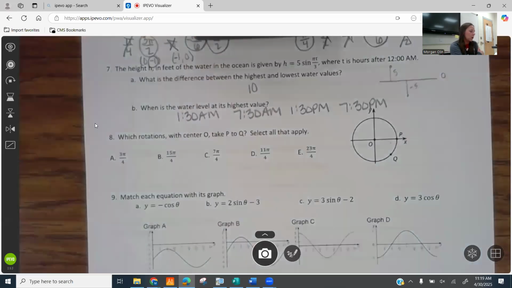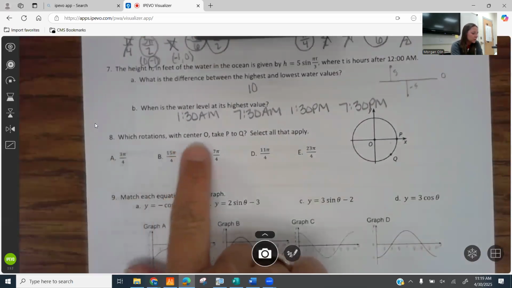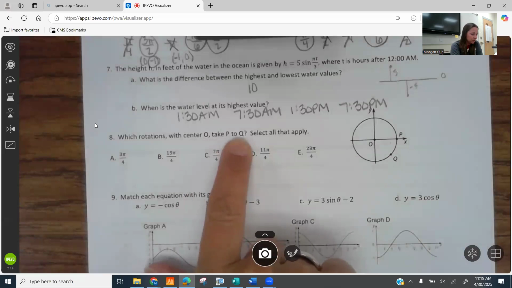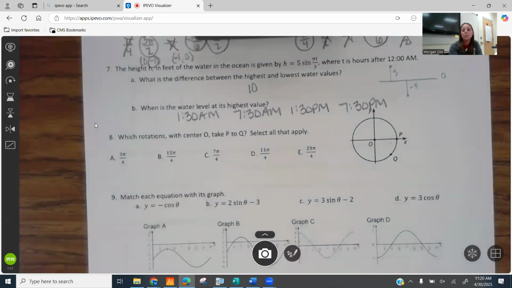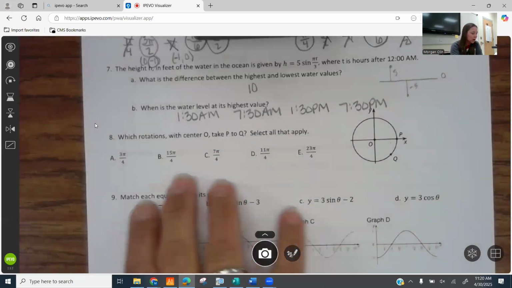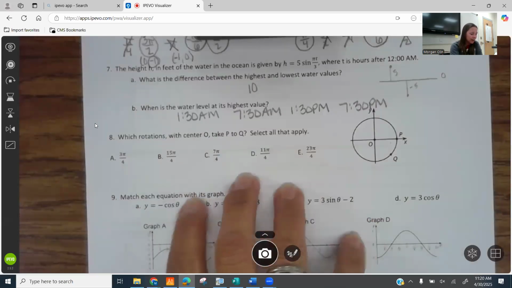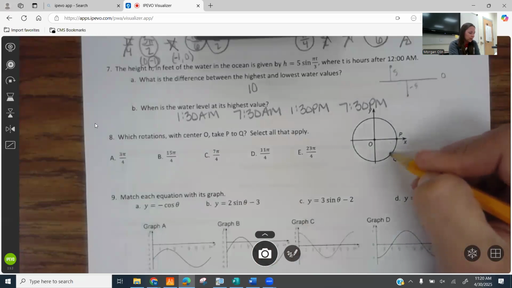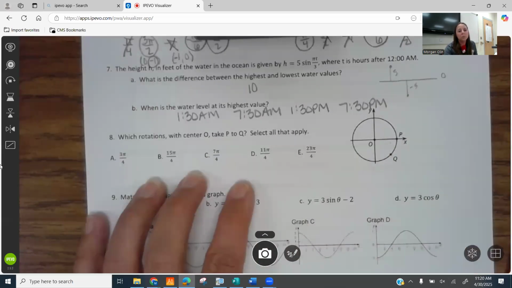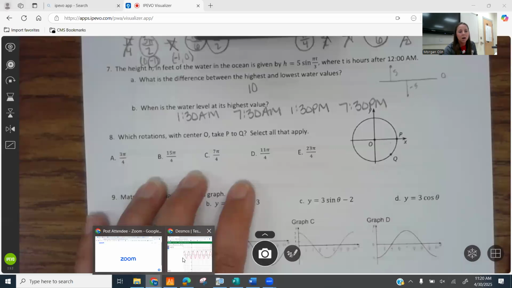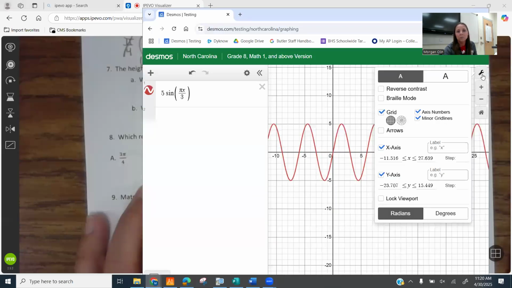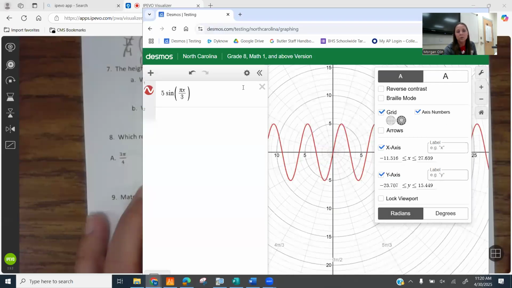All right, moving right along. Which rotations with center 0 take P to Q? We've seen this question before, but it's a little bit different. I know I've seen it as I've done some of these videos. Select all that apply. So you just need to know where Q is. Well, if you need some help, go look at the radian measures. Obviously, what you've got to do is go put it in the circle in radians.